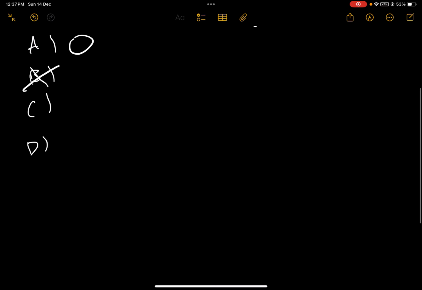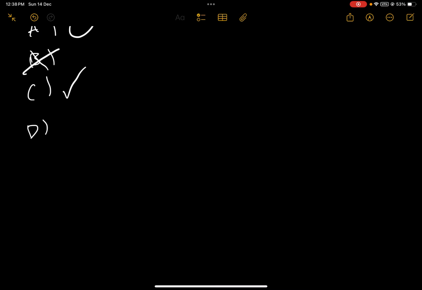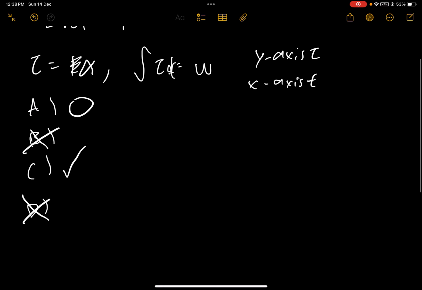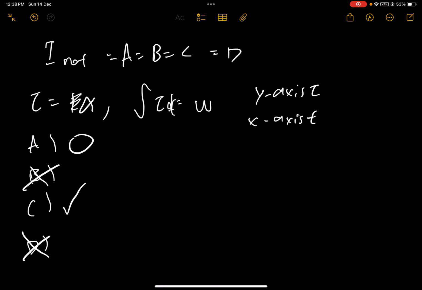Part C has a really large area under the curve. That's why it is the correct answer. But let's look at part D. Part D has a negative area under the curve. It will be a negative value, hence this will be wrong. And you will note from calculating the area under the curves for each graph that the correct answer is C.